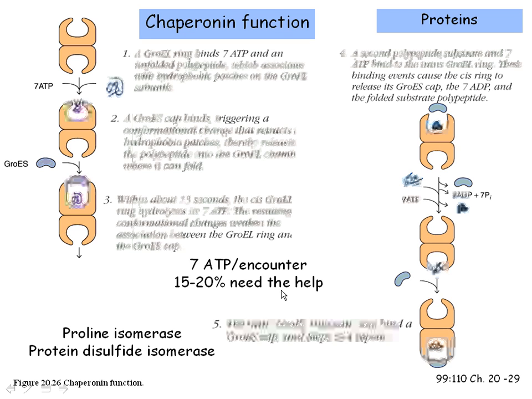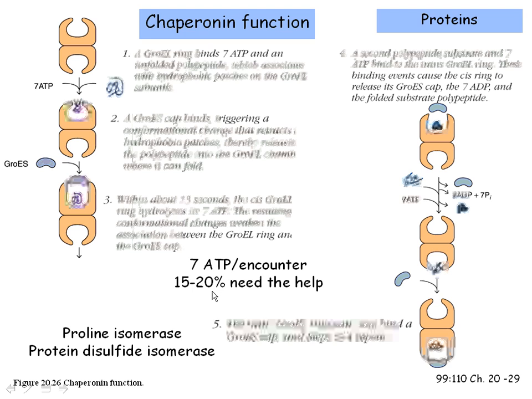This means that for each folding event, the cell is investing about 7 ATP. Well, considering how many ATPs it costs to do protein synthesis, this is a fairly small investment in quality control. And it's not every protein that needs it. Maybe 15 to 20% of the proteins need the assistance of chaperonins in order to fold properly.